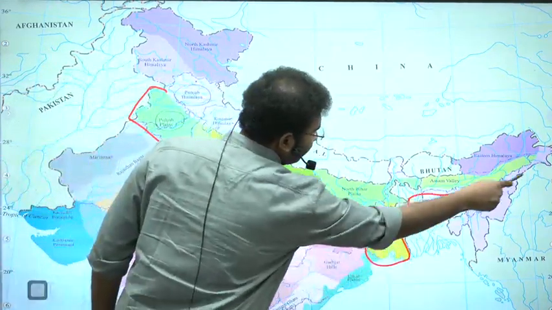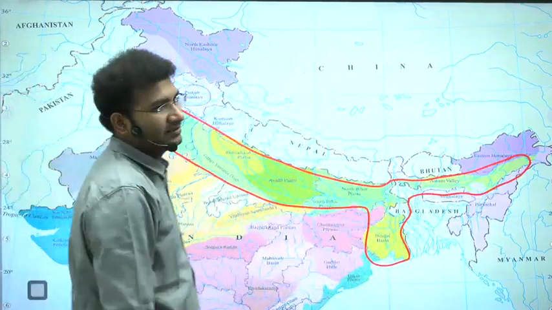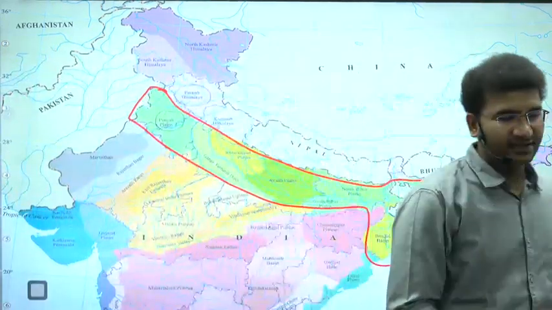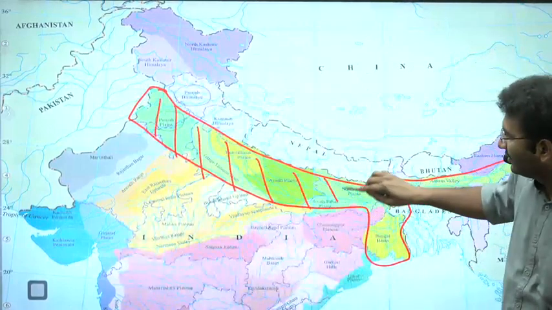Now come to the next physiographic region, that is your northern plains. See, this part of the area is considered to be the Great Plains. Now the Great Plains, this is entirely a plain area. Now how did this Great Plains form?